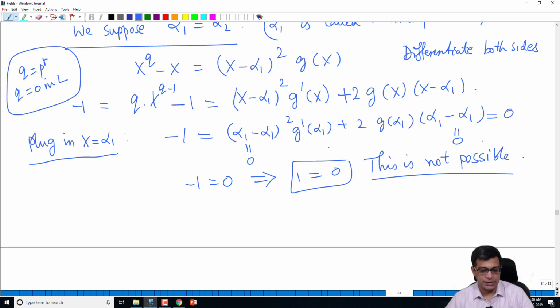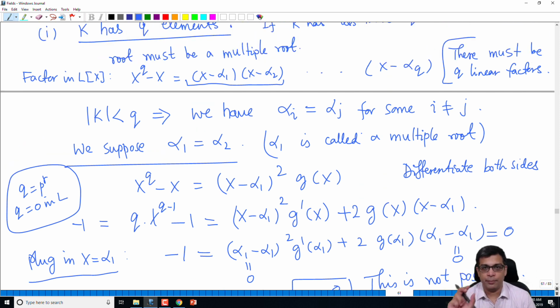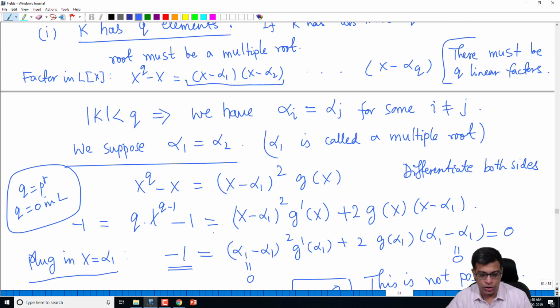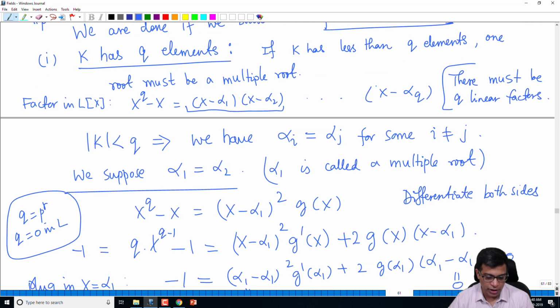So that means no root can repeat, that is the point. A multiple root must be a common root of the polynomial and its derivative. But the derivative of the special polynomial that we are interested in here, x^q minus x, is actually minus 1, so it cannot have any roots. So the derivative and the polynomial can't have common roots. So the polynomial in question has q distinct roots. So K has q elements.